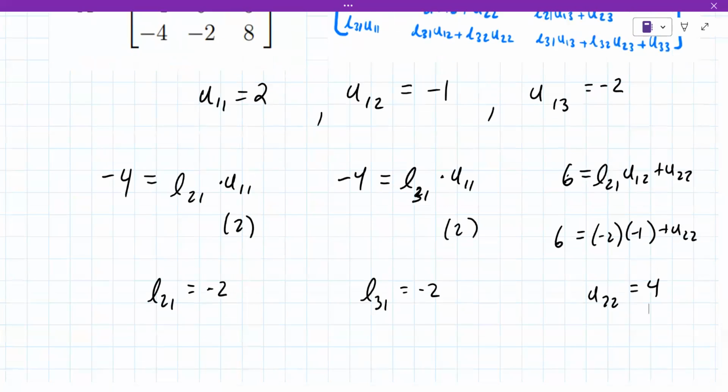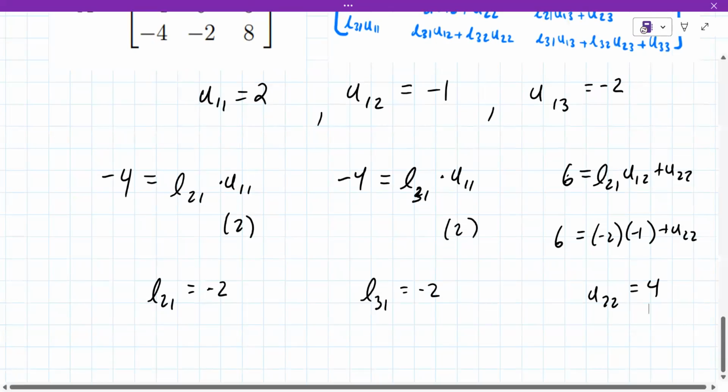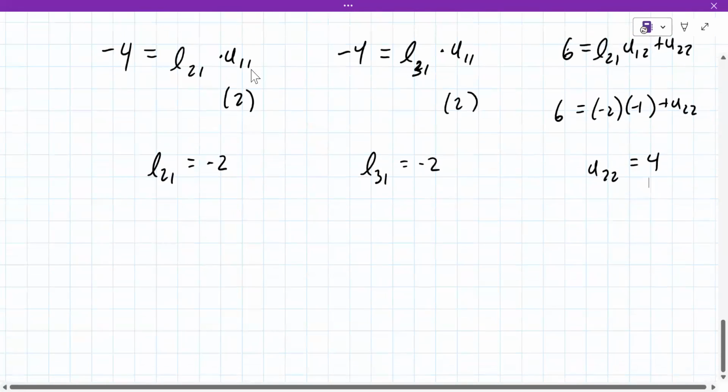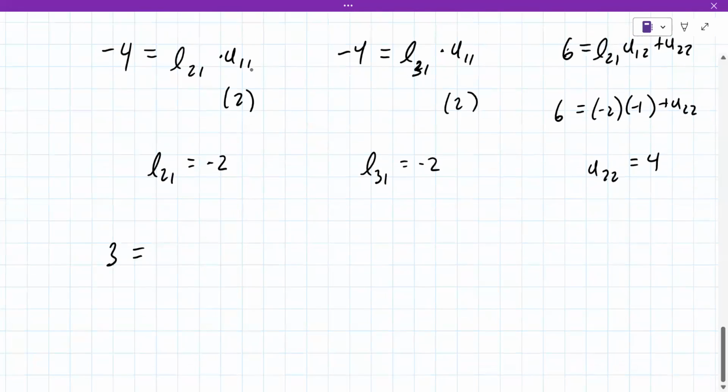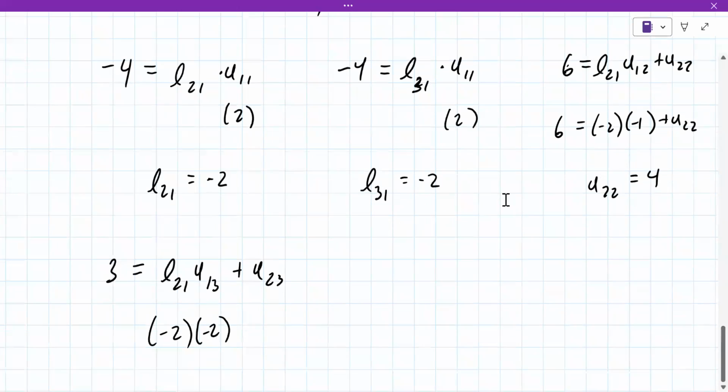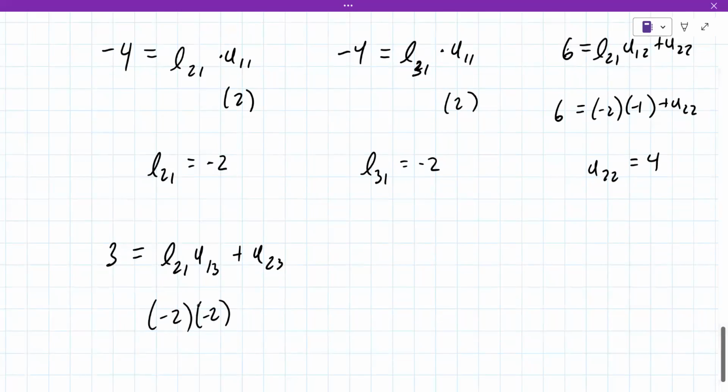So back to our matrix, we're letting this one on the right here equal the 3. So it's 3 equals L21 U13 plus U23. L21 is -2, U13 is -2. So we can solve for U23. It ends up being that U23 equals -1.